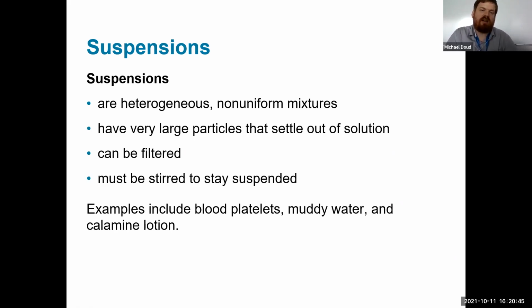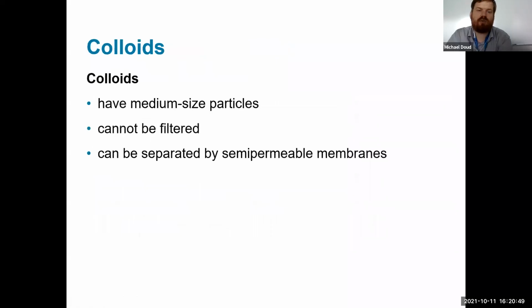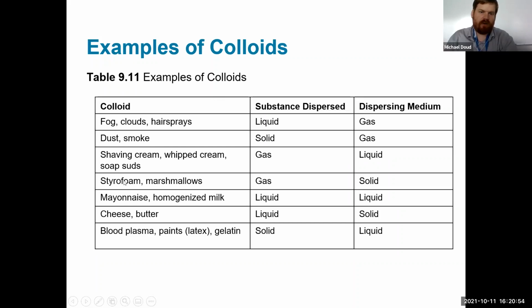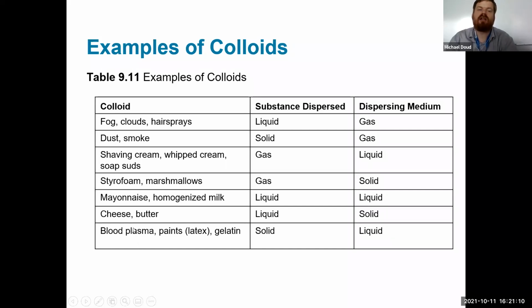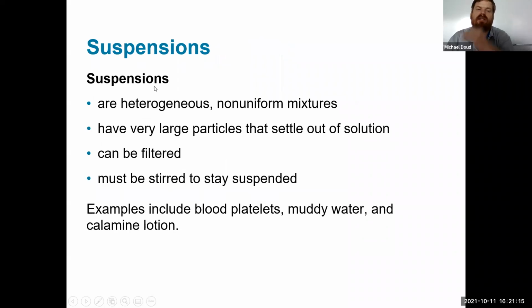Suspensions are heterogeneous and non-uniform mixtures, and they have very large particles that settle out of solution. So I actually told you wrong here. The particles in blood plasma do not settle out of solution. I was getting ahead of myself there. The solid particles are the platelets that are in your blood. So blood plasma is an example of a colloid because it has small particles that are dispersed throughout. But blood itself is actually a suspension.